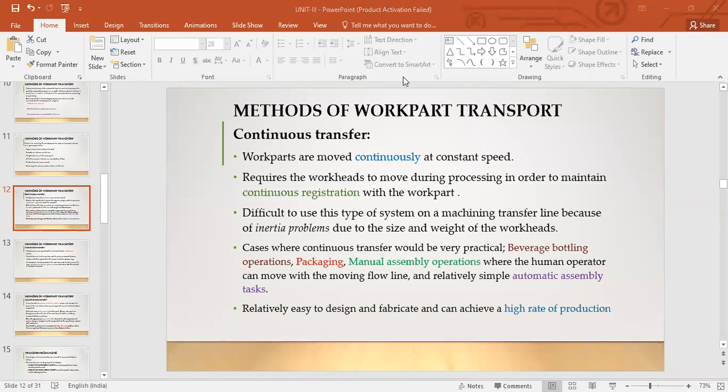So let us see a video regarding this work part transport.